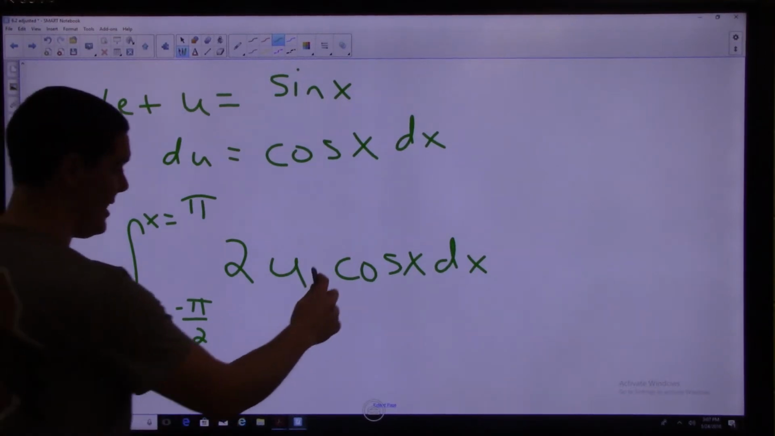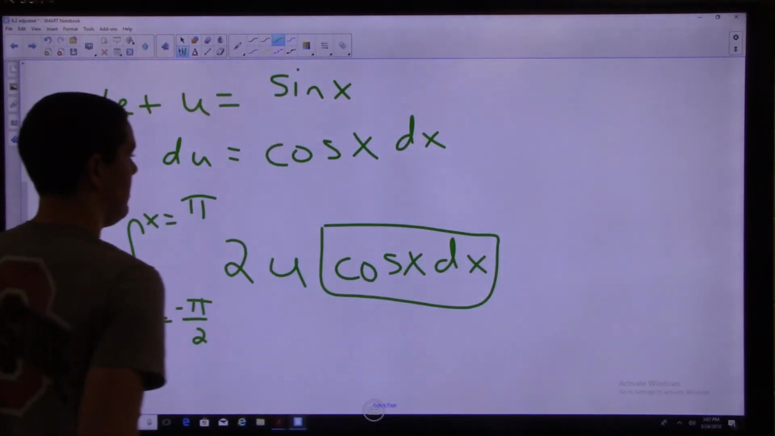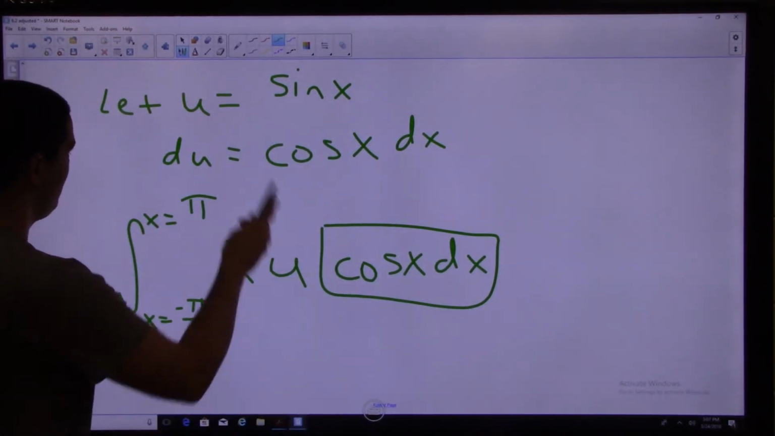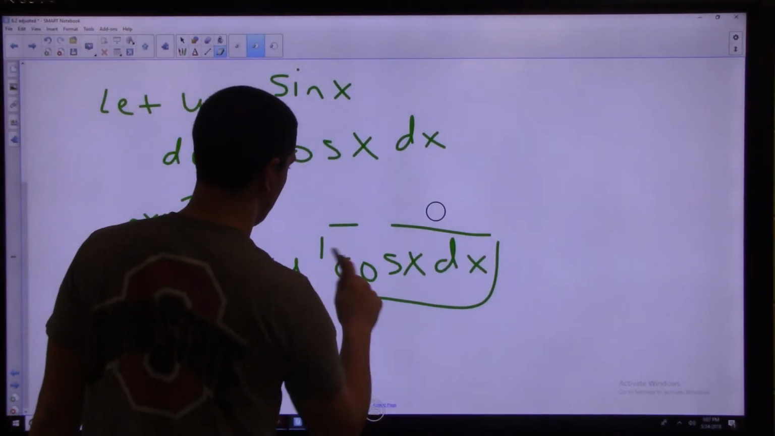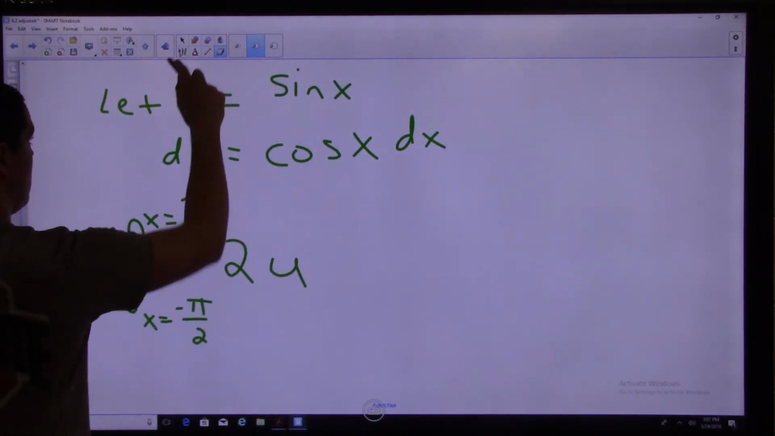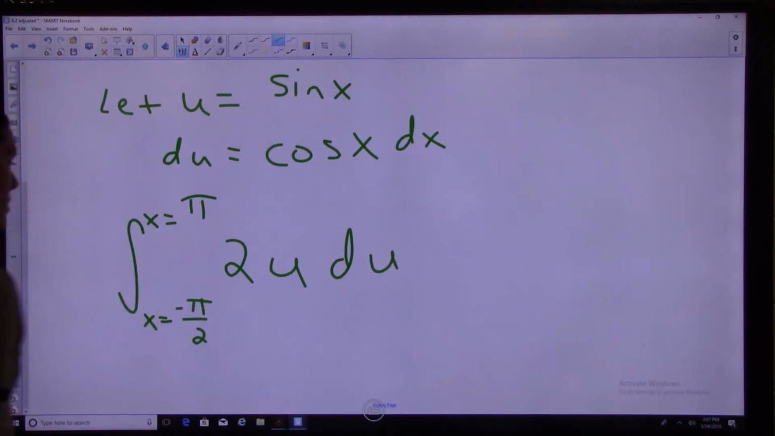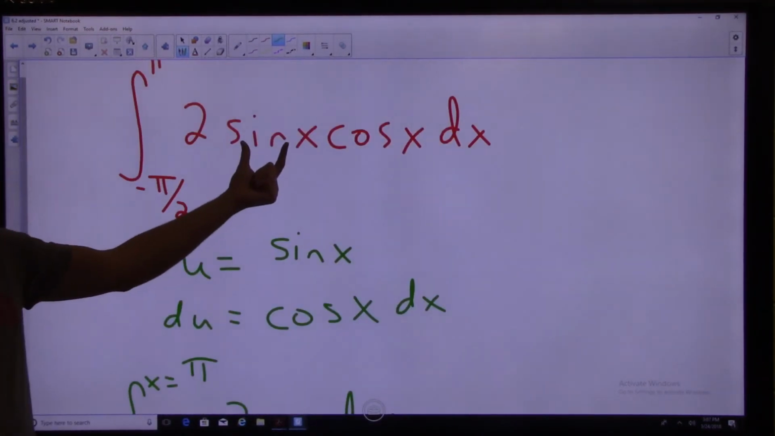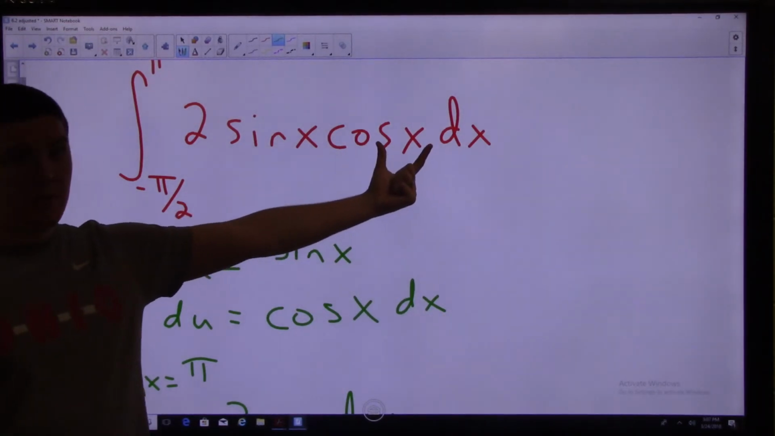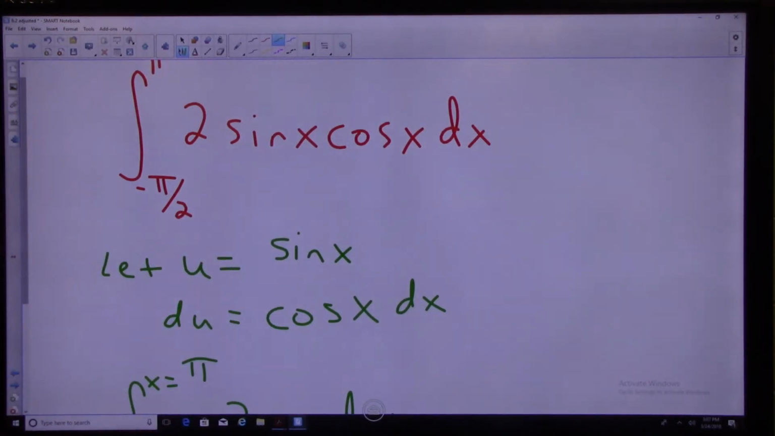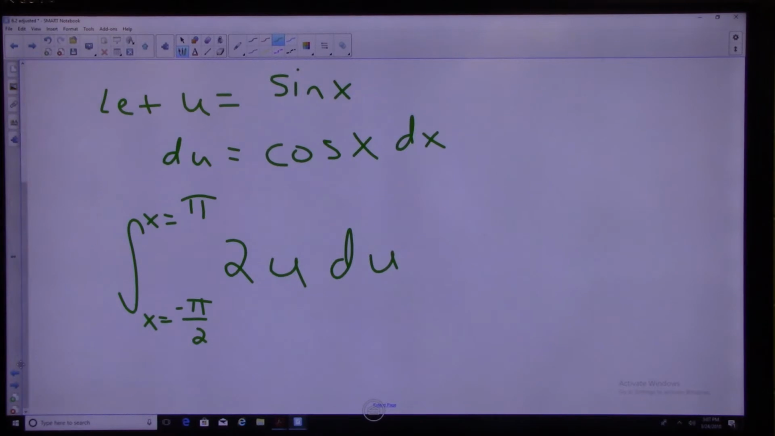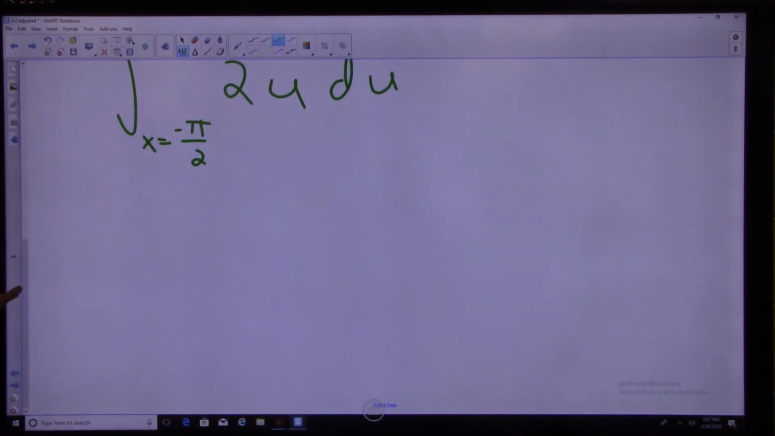Now, we know what cosine x dx is. Maybe I should have just, well, let me do that here. Hopefully this doesn't confuse you. Let me just write it as times du. So u is sine x, du is cosine x dx. Okay, so I'm just trying to save myself some time here. So we can evaluate this now.